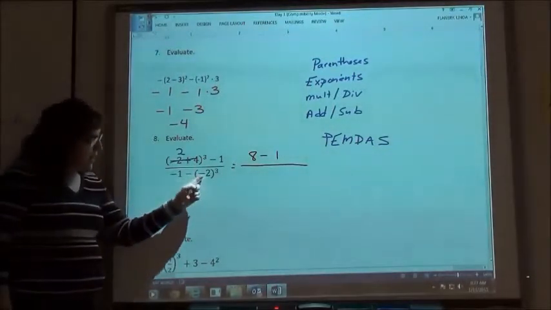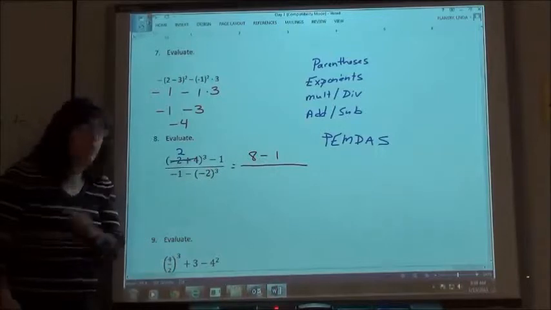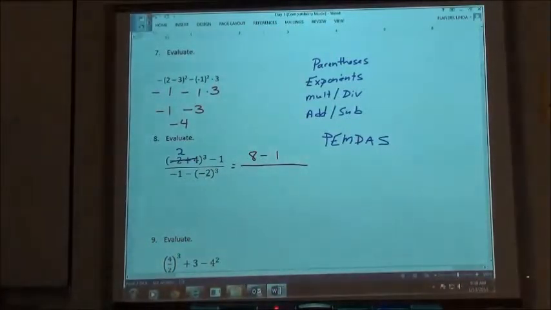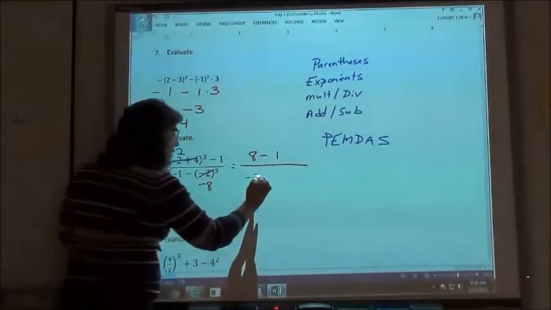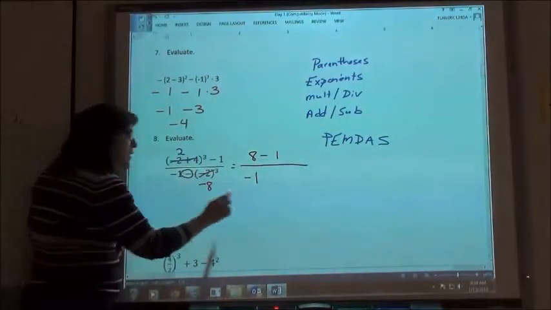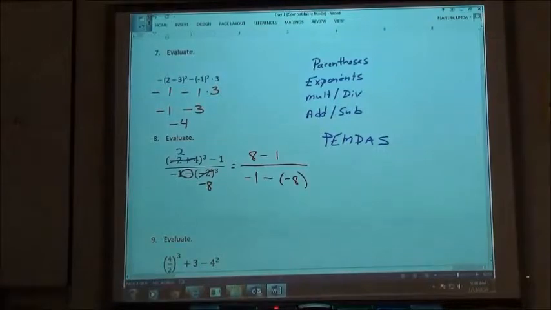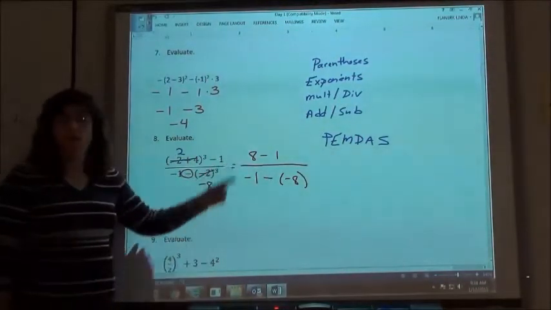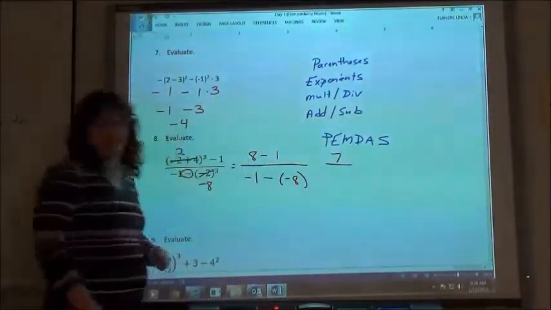On the bottom here, I have another exponent. I have -2 to the 3rd power. -2 to the 3rd power is -8. So I have -1, a subtraction sign, and then that -8 that I got for my answer when I cubed -2. On the top, that's easy to do. 8 minus 1 is 7, right?